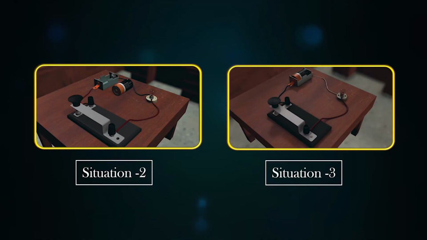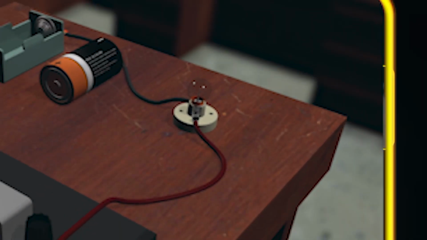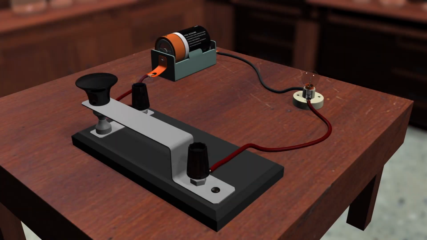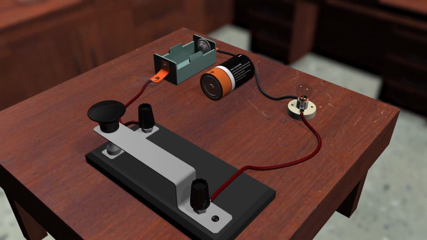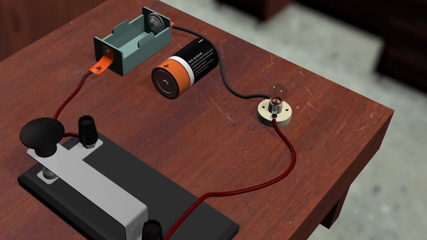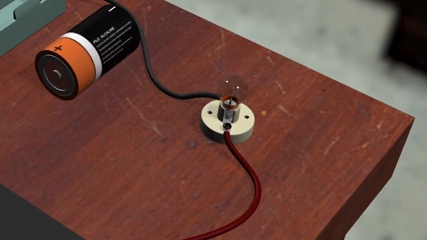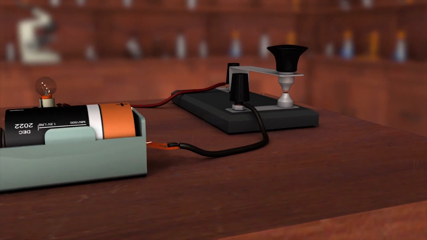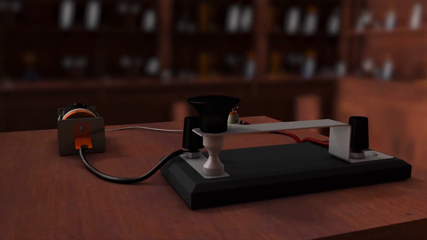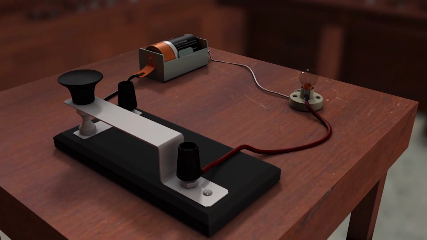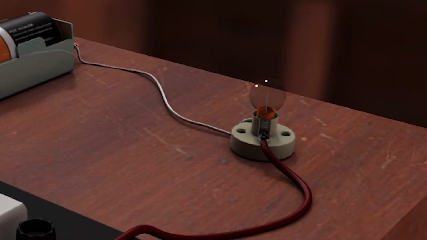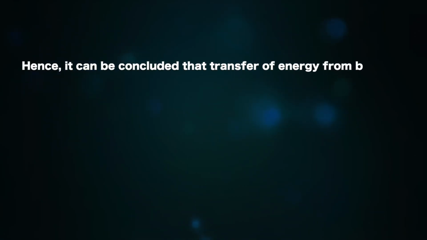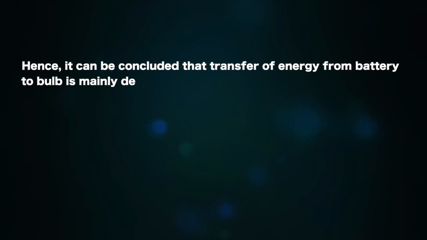The reason behind the bulb not glowing in situation 2 and situation 3: in situation 2, the battery is disconnected and thus no flow of current takes place. So, the bulb does not glow. In situation 3, nylon wires act as insulators which do not conduct electricity. So, the bulb doesn't glow.